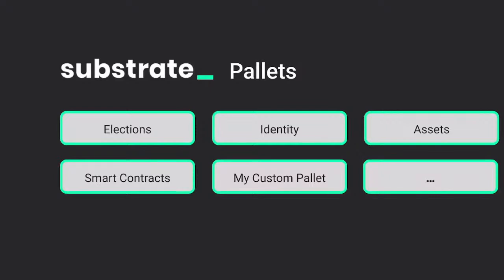So Substrate is a modular framework to build blockchains, and you can compose different pallets, different building blocks, to build your own Substrate-based blockchain in Rust. You have a big variety of pre-built pallets which Parity Technologies provides, from which you can build your own blockchain. So there are elections, identity, asset staking. You can also easily build your very own different pallets.